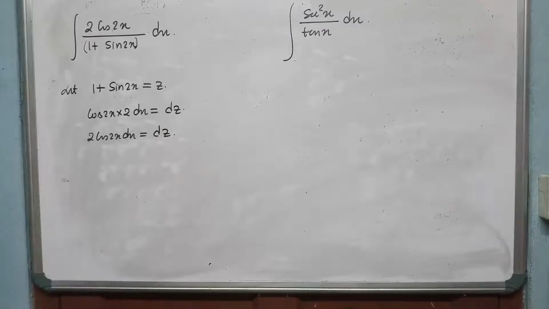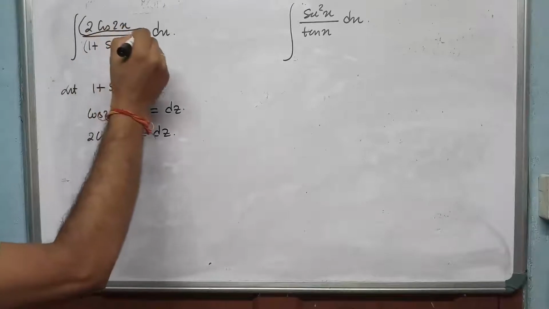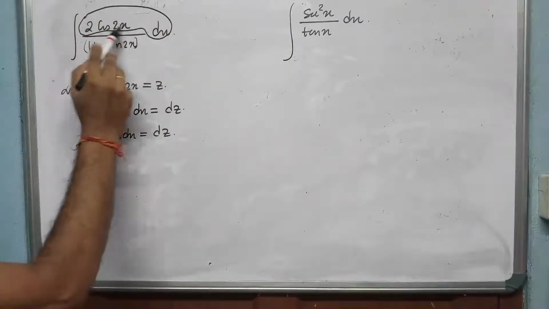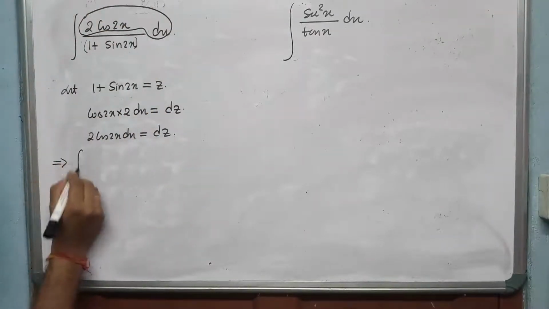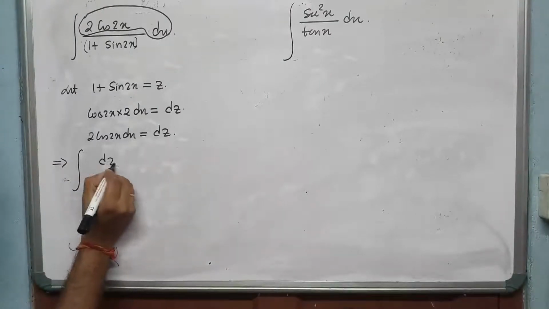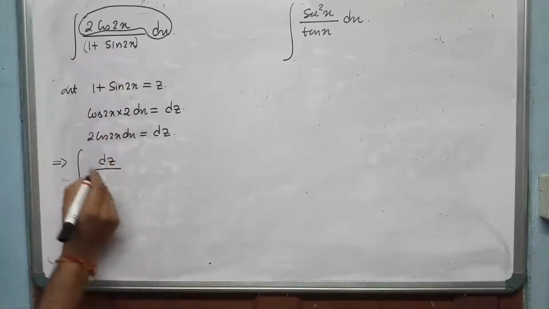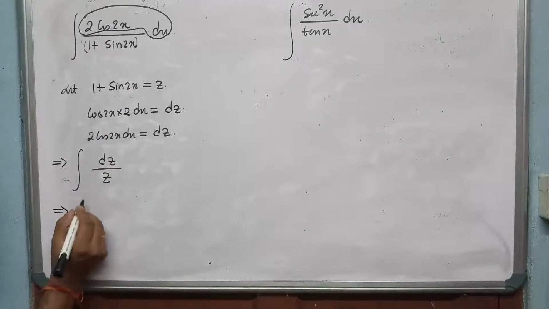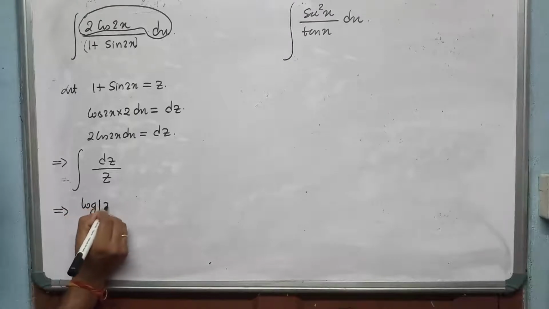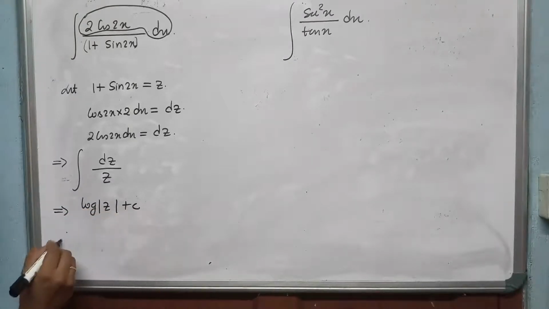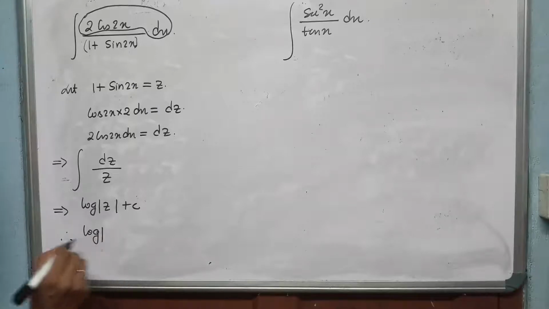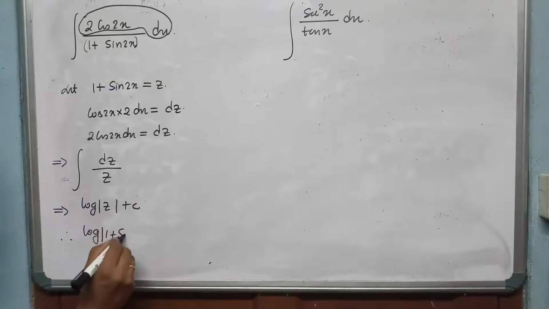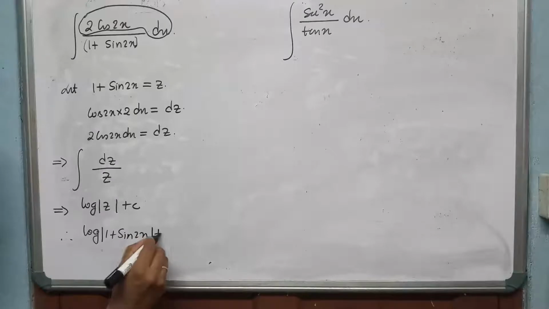Now after the substitution we get the numerator 2 cos 2x dx. The value of this entire quantity is equals to dz, over 1 plus sin 2x, which is z. Integration of dz over z, like dx over x, is log x. In the same way, dz upon z is log z plus c. Therefore log, and the value of z is 1 plus sin 2x, plus c. Now the first question is finished.